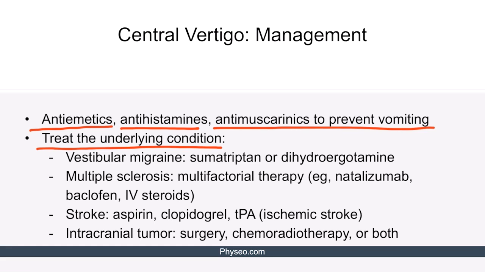Multiple sclerosis needs multifactorial therapy. The therapy for multiple sclerosis includes disease-modifying drugs like natalizumab and symptomatic medications like baclofen and intravenous steroids. The patient with stroke should be administered aspirin, clopidogrel, and TPA therapy specifically in case of ischemic stroke. Finally, intracranial tumor can be treated with surgery, chemoradiotherapy, or both.